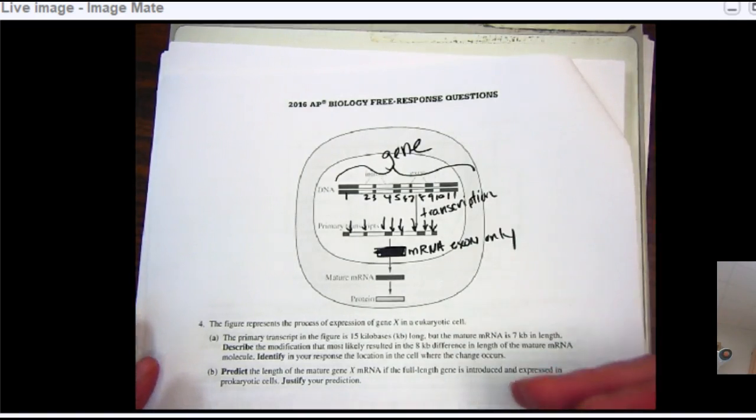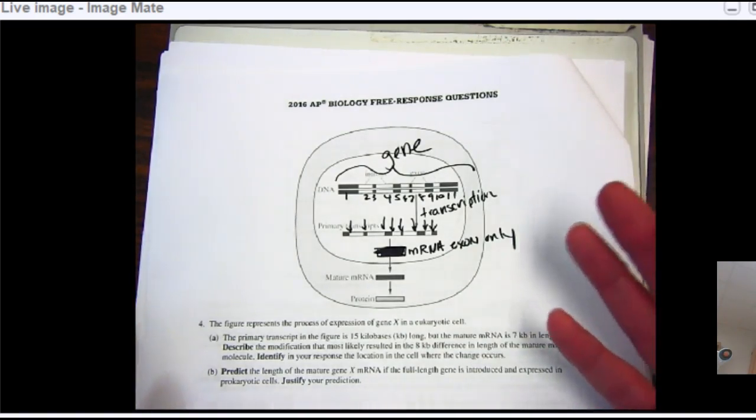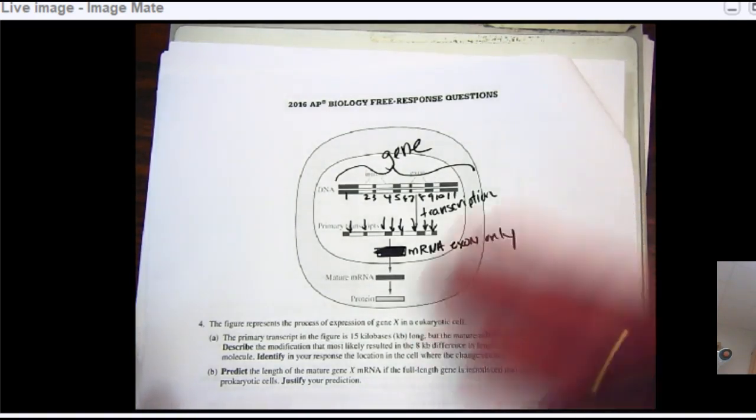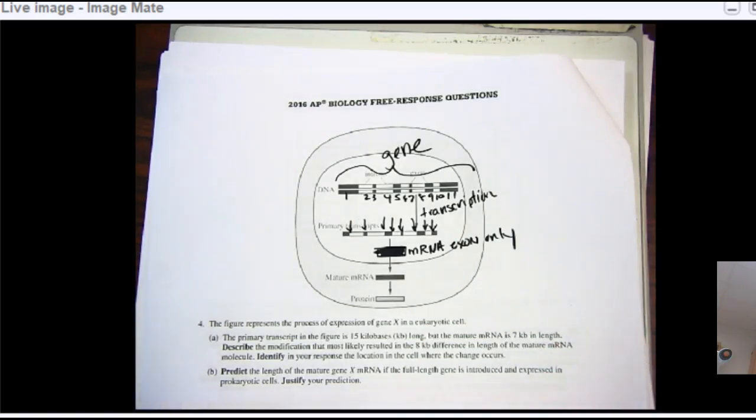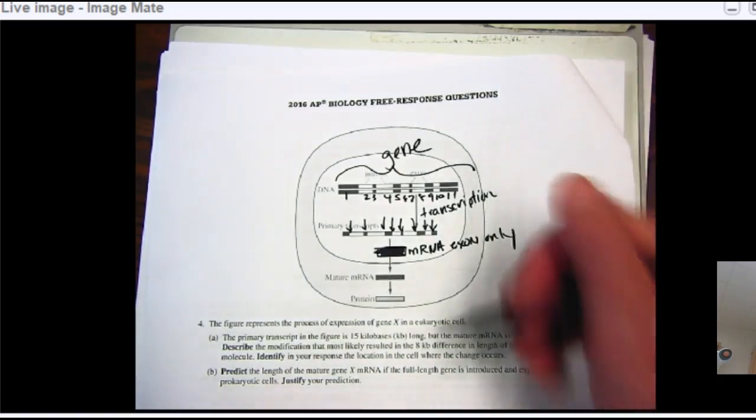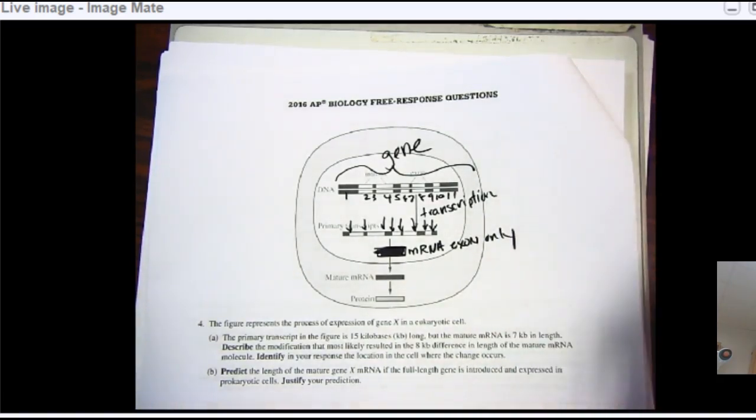But if we go through transcription again, different sections of the DNA could be tagged as introns or exons. It doesn't have to be tagged that way all the time. So we could tag it different ways and push together new exons and make a whole different protein.